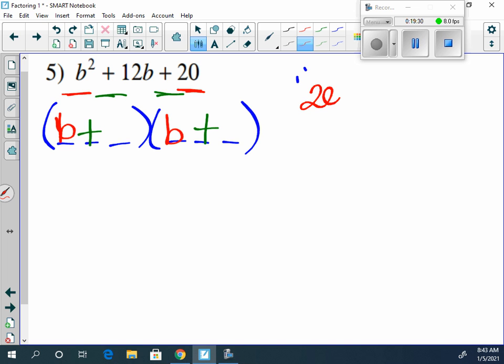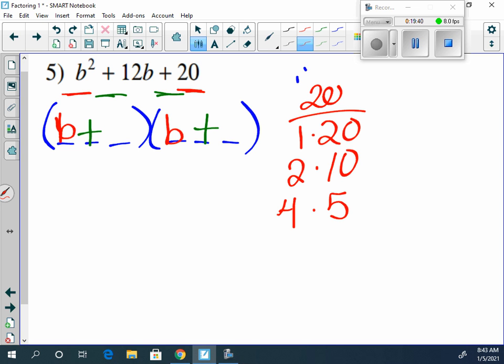So I'm going to write these right here. So 1 times 20, 2 times 10. Well, 3 doesn't work. And then we have 4 times 5, yes? Well, the next number after 4 would be 5, yes? Is that listed already as a factor? So we're done.